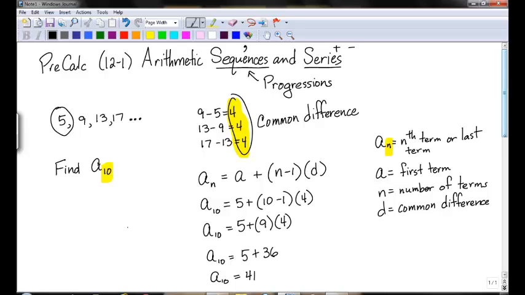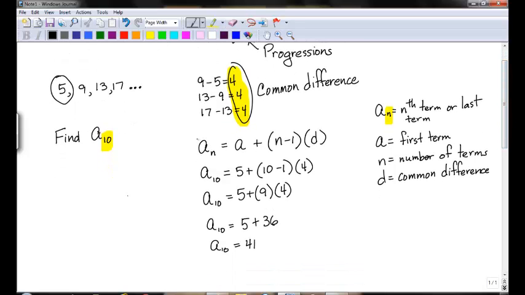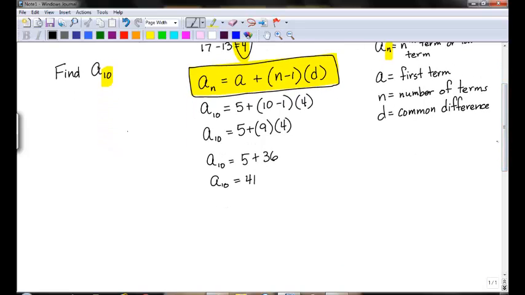Okay. So this, you need to highlight this formula. This is one, and you need to write that down. That is the formula for finding any part of an arithmetic sequence. Okay, that's the main formula. Okay, let's look at another example.